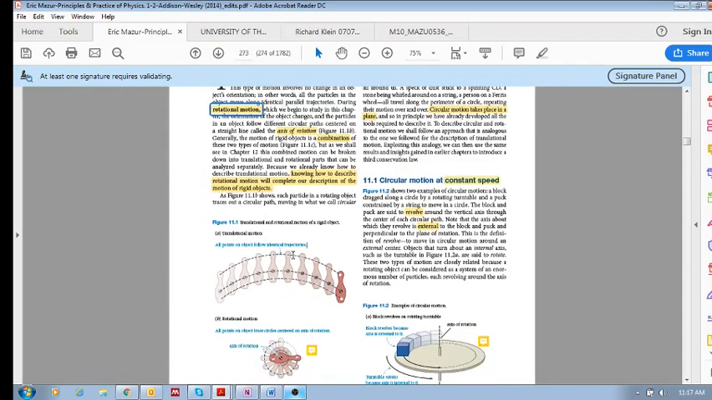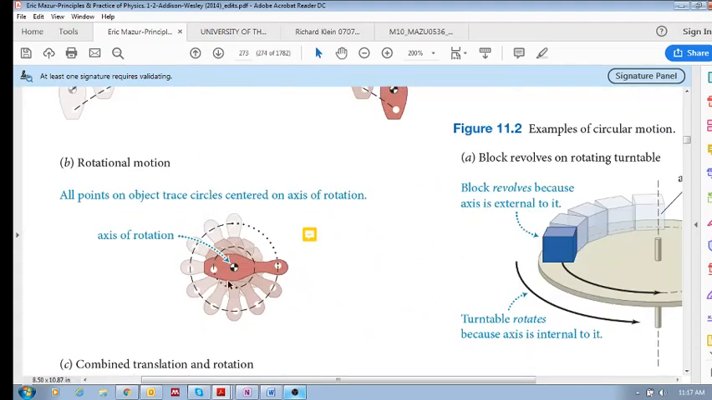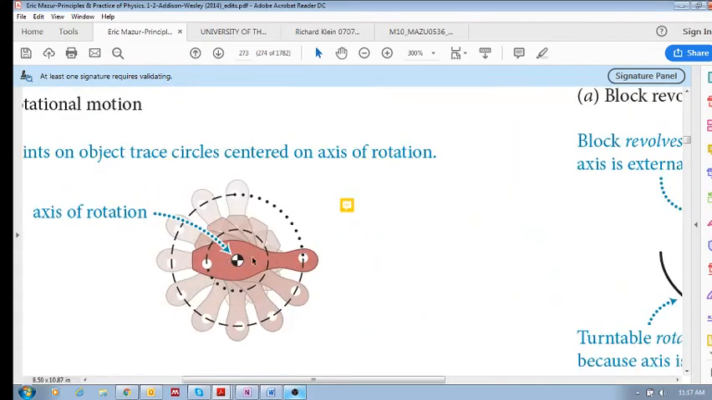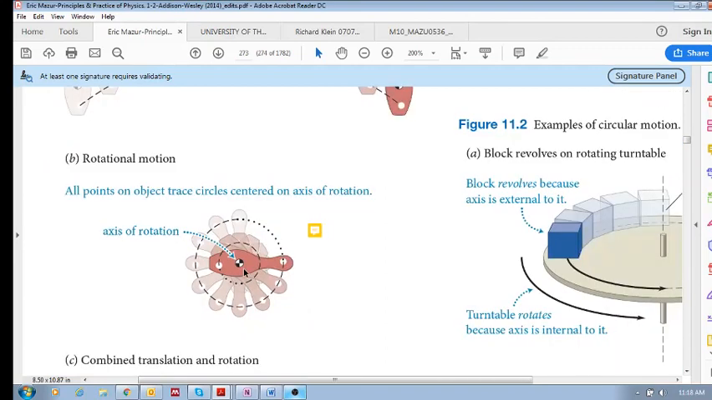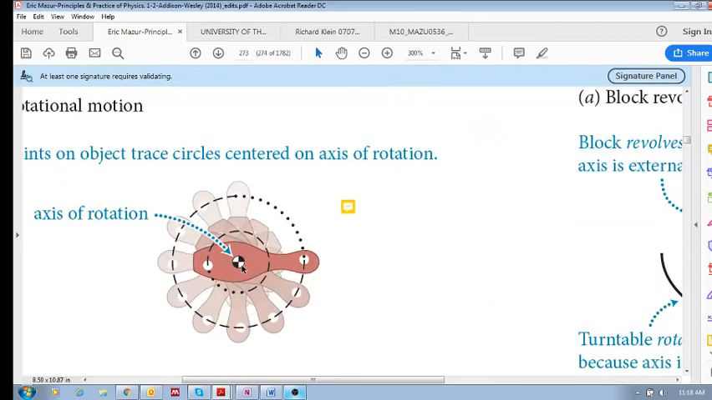What about rotational motion? Rotational motion is something like this. We take that same object and there's a spin. It rotates, and now every point on this object does not follow the same trajectory or the same path. This point over here follows this circle. This one follows this circle. And then, of course, we have the center of mass, and we will get to know that this object rotates about its center of mass here.